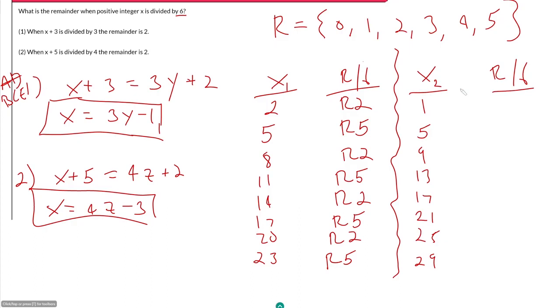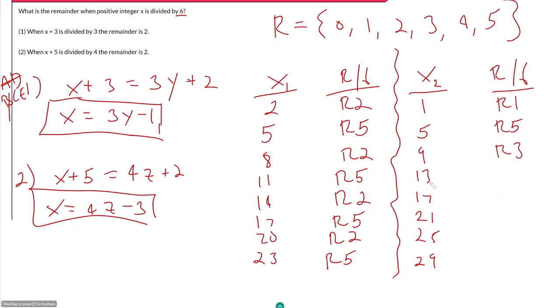So 1 divided by 6 is 0, remainder 1. 5 divided by 6 is 0, remainder 5. So already that's enough to say insufficient, because we got 2 different remainders here. Let's keep seeing if there is a pattern to our remainders. So 9 divided by 6 would be 1, remainder 3. We got a weird pattern here so far.